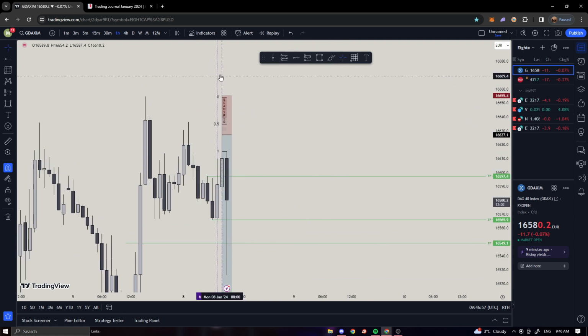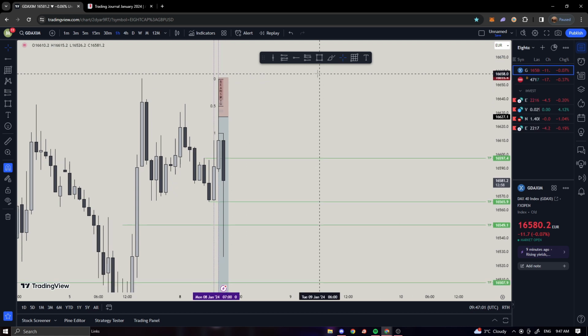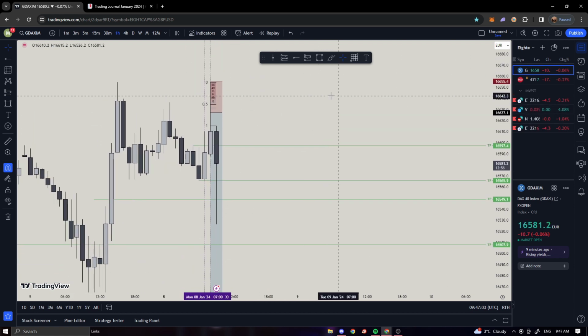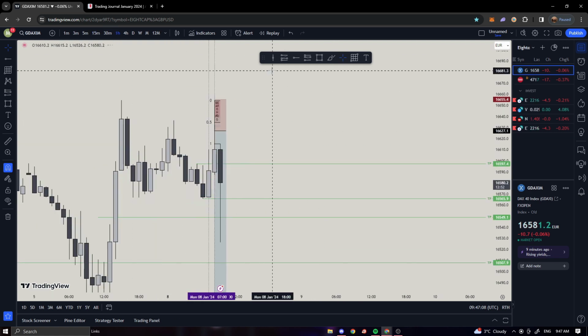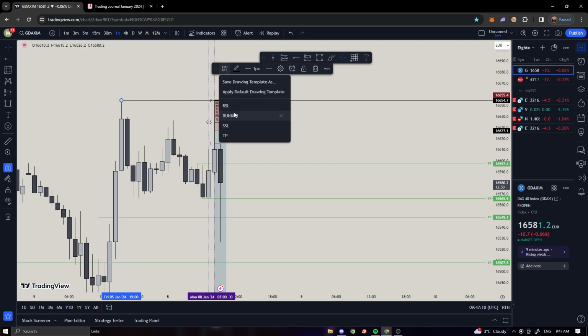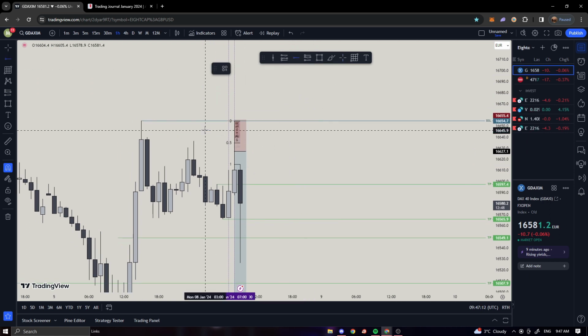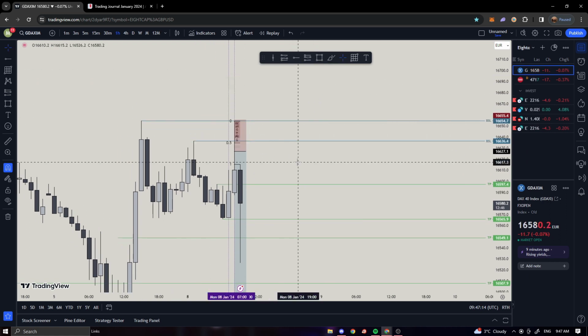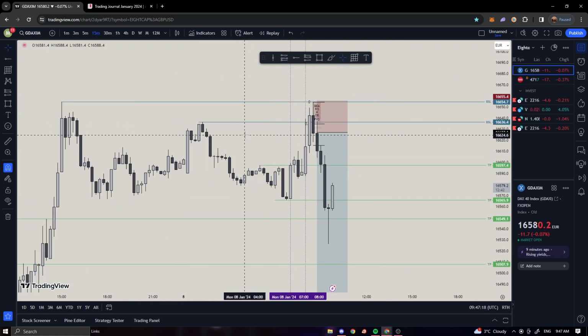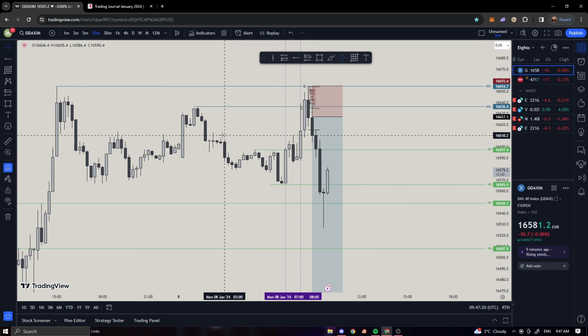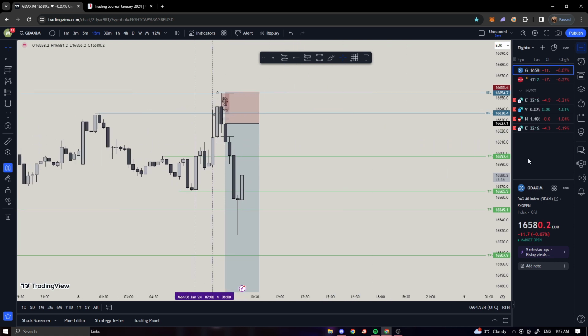So market open is 8 o'clock, 7 o'clock is pre-market. What I had marked out was this buy side liquidity, this buy side liquidity, and on the 15 minutes I did have this buy side liquidity marked out, but obviously it got ran through.